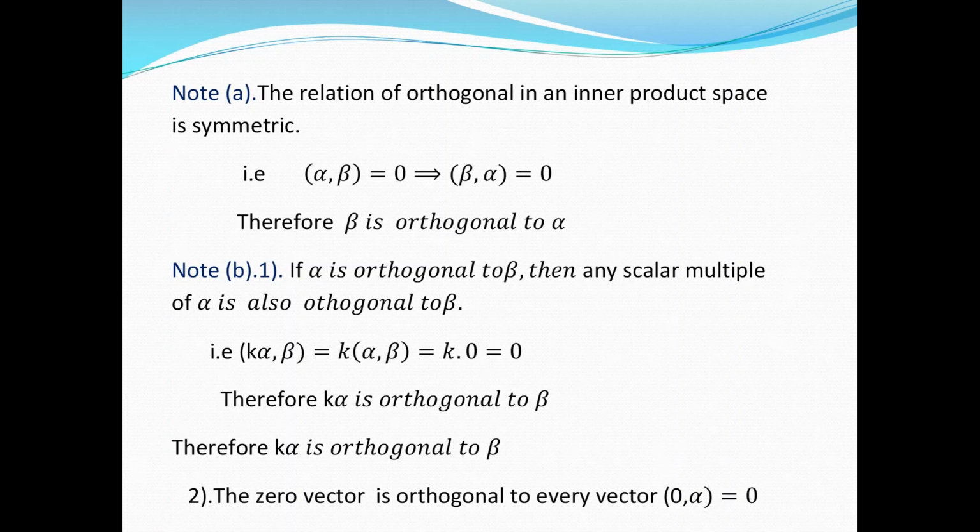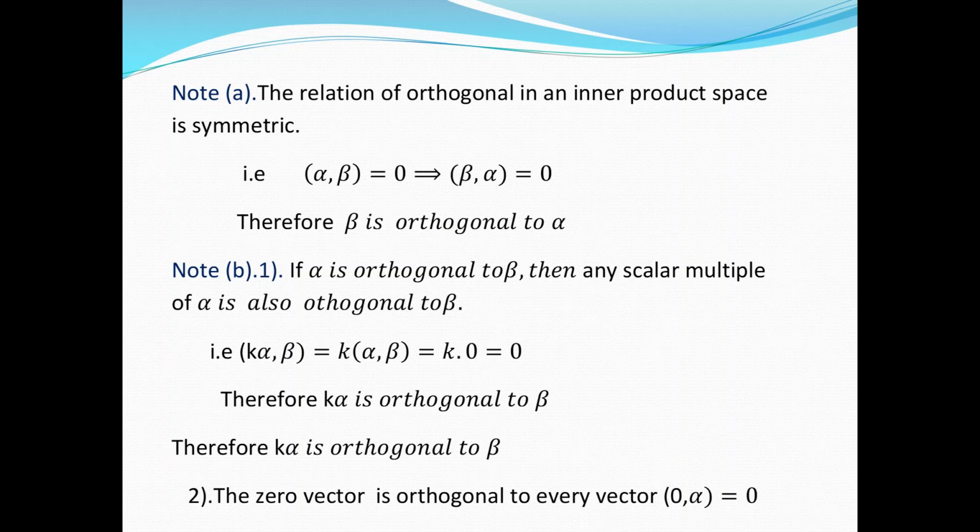Note B: if alpha is orthogonal to beta, then any scalar multiple of alpha is also orthogonal to beta. That means the inner product of k alpha, beta is equal to k into the inner product of alpha, beta, which is equal to k into 0, which is equal to 0. Therefore, k alpha is orthogonal to beta.